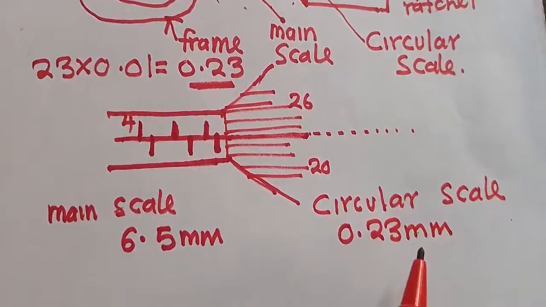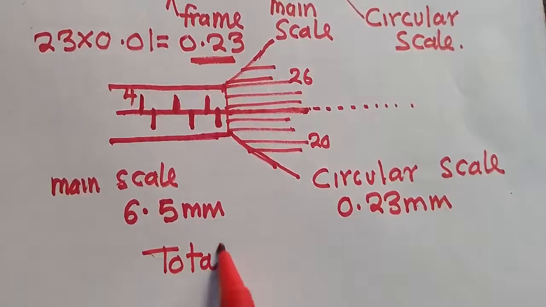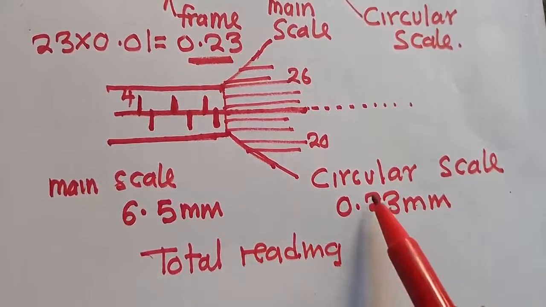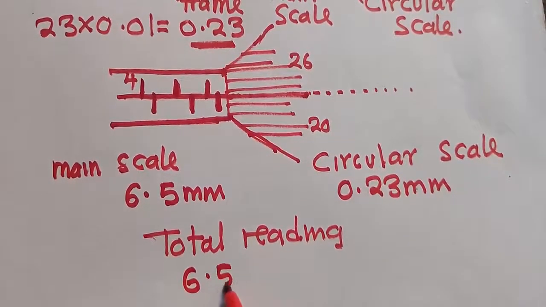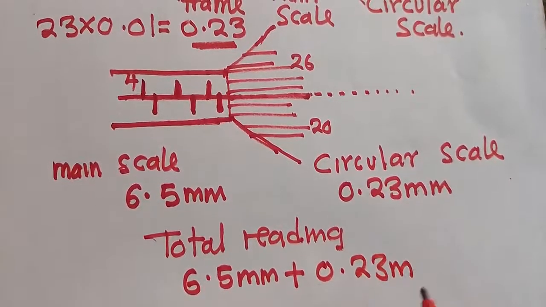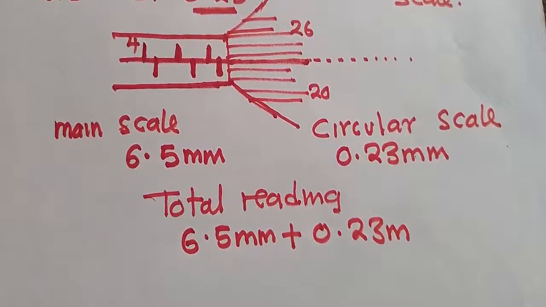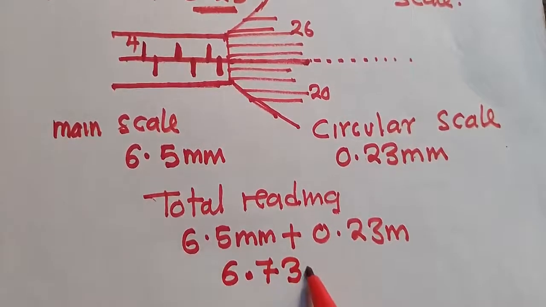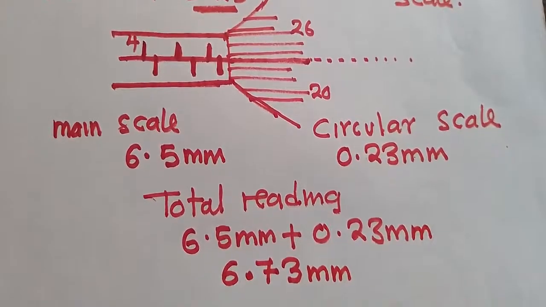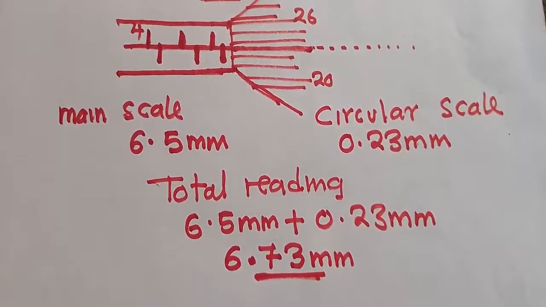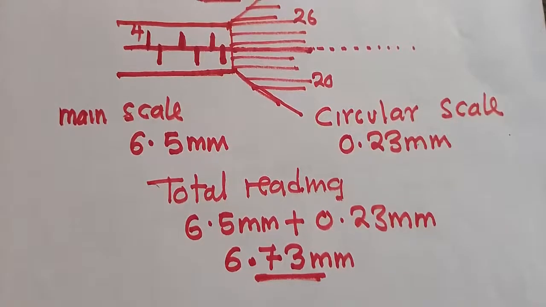Then you just add these two. The total readings are what? You add the main scale and the circular scale: 6.5 millimeters plus 0.23 millimeters. When you add, you are going to get 6.73 millimeters. So these are your readings. Have you seen the way I've done this? This is how you need to answer it, and these are the procedures that you need to follow.